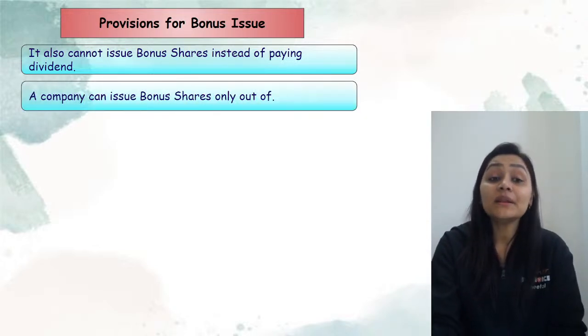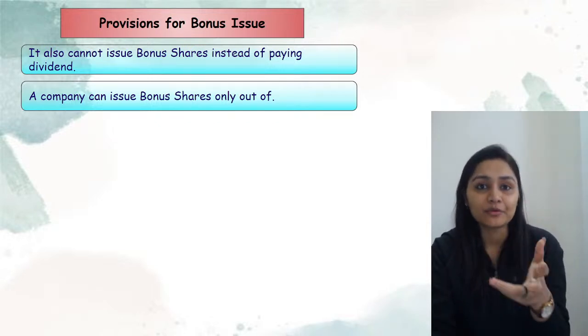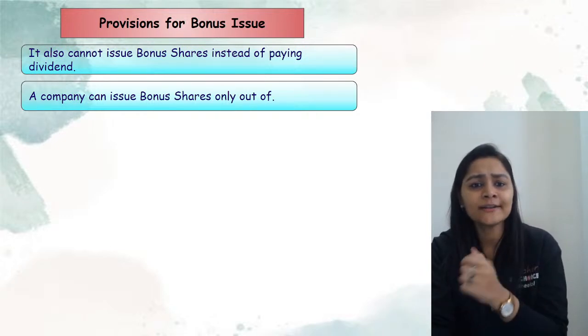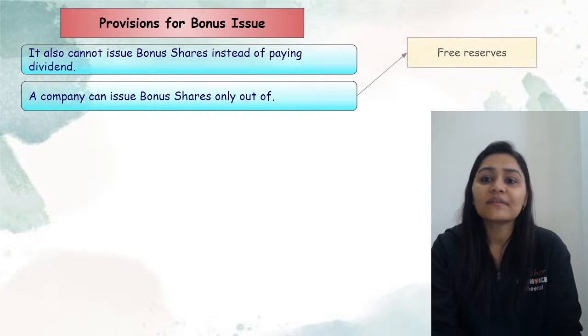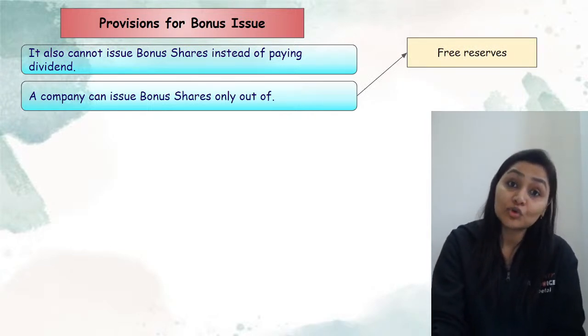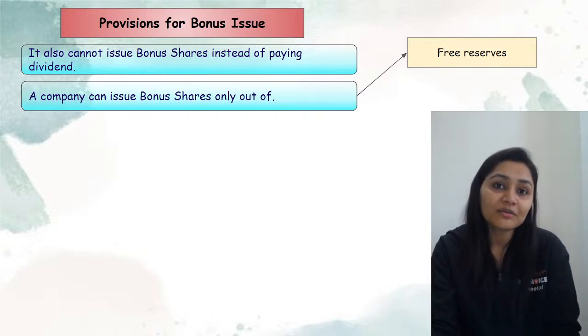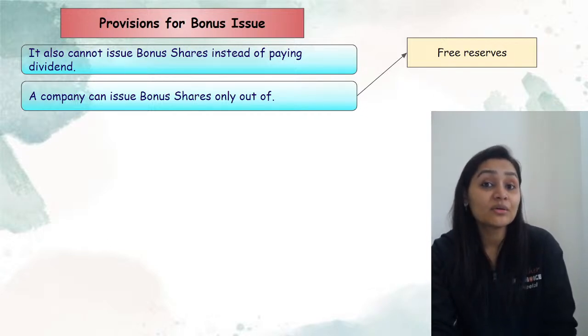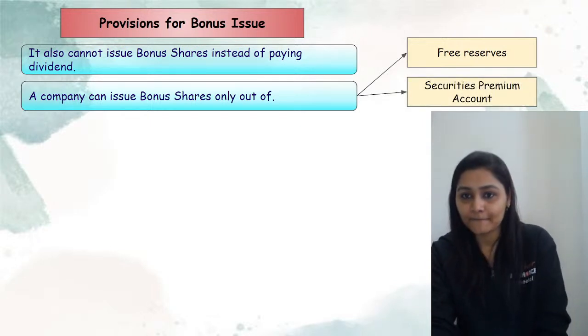Moving ahead, a company can issue bonus shares only out of, there is a criteria, we are talking about provisions. So what is the criteria? If you want to issue bonus shares, the very first thing is the free reserves available. You remember plowing back of the profits, retained earnings, the savings that the company holds with itself, that can come from free reserves.